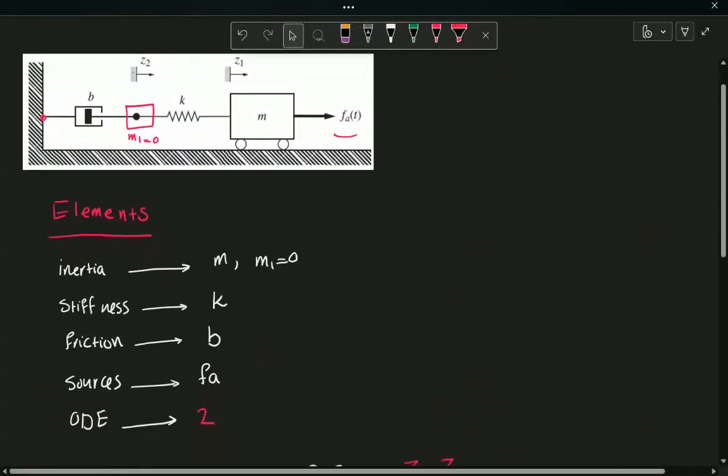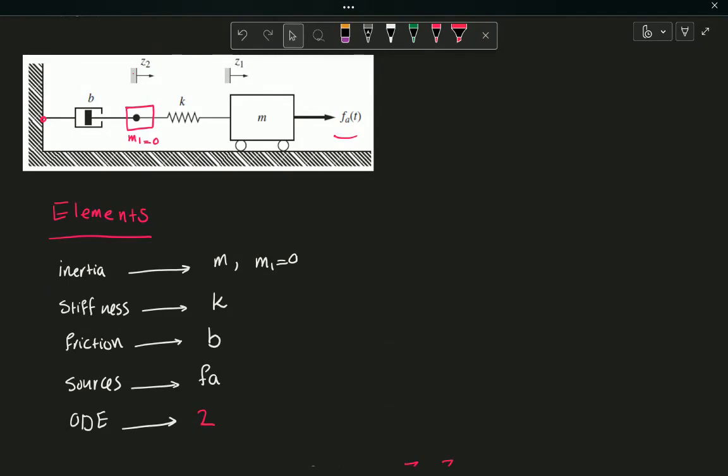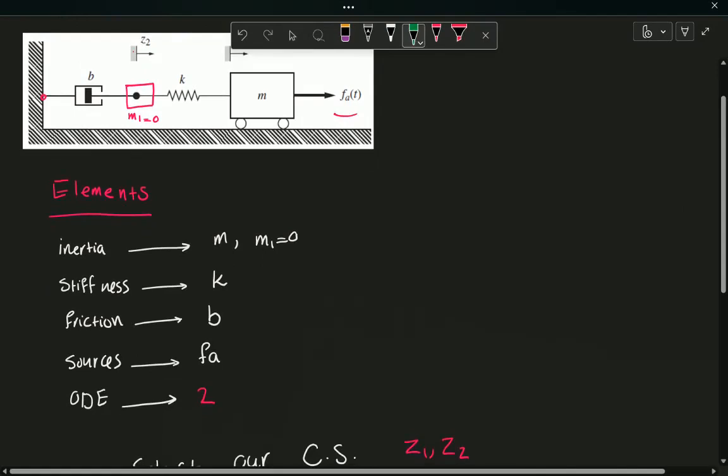The next one is the weight. I do not have any motion in the vertical direction, so I would neglect the weight. The contact is the same. I have a normal reaction force from the surface here, which I'm going to neglect because I do not have any motion in the vertical direction.